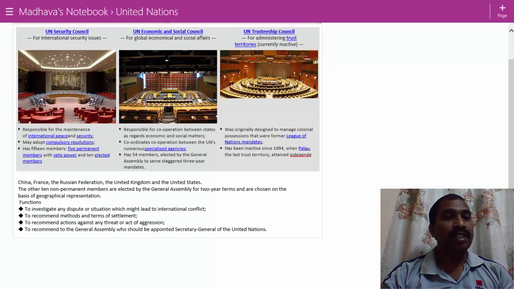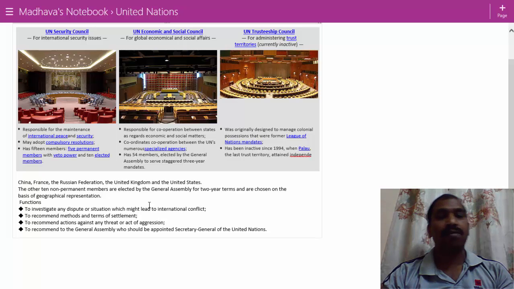The UN Security Council is more powerful. It decides on international peace and security and adopts compulsory resolutions. It has 15 members. Five are permanent and have veto power, and the remaining 10 are temporary, changed every 2 years. Who are the permanent members? China, France, Russia, United Kingdom, US. These are the permanent strong members, and they have veto power.